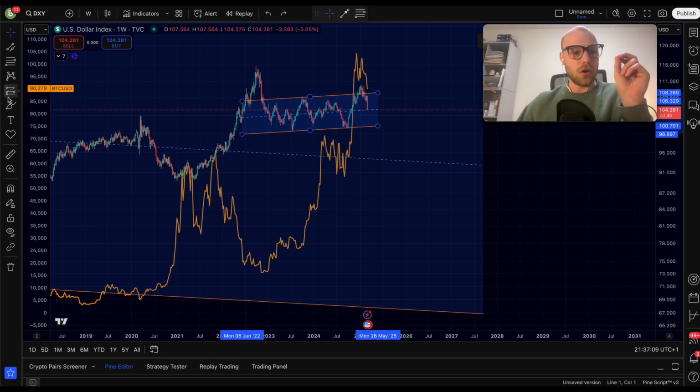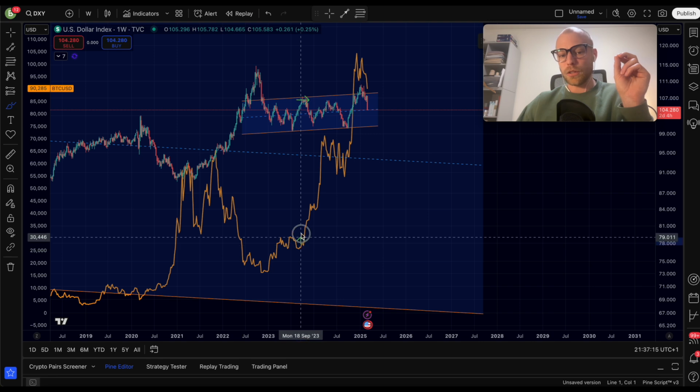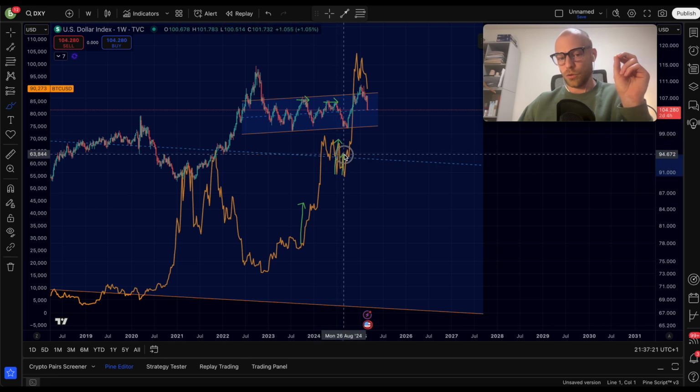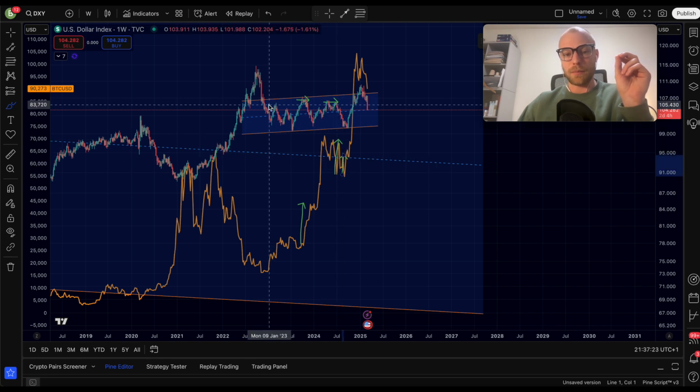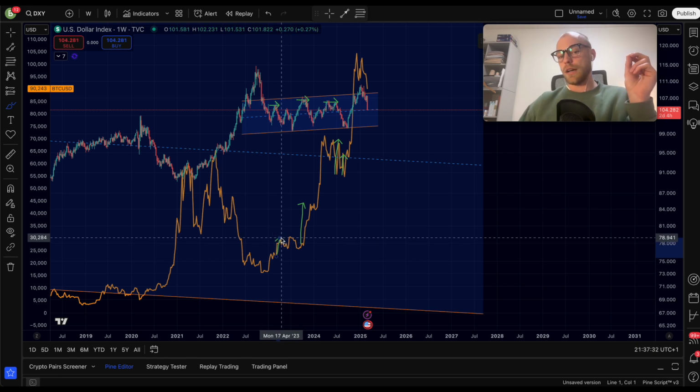The Dixie already topped, similar to what we have seen, for example, right here. The Dixie has topped, right? Bitcoin goes up. Dixie has topped, right? Bitcoin goes up, at least in these shorter term time frames. Then we have here the Dixie topped. And what do we have right here? Bitcoin goes from 20,000 all the way up to 30,000.